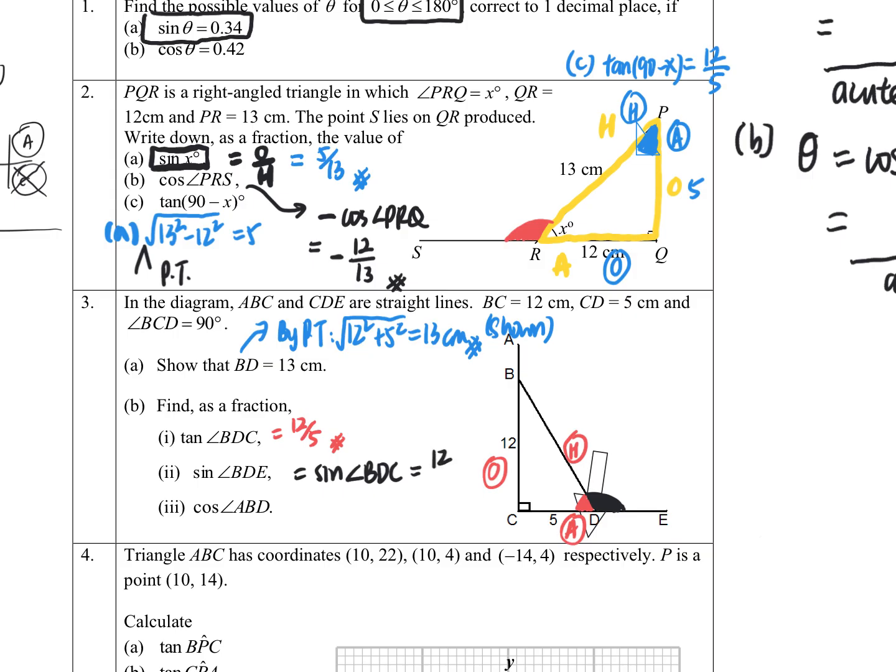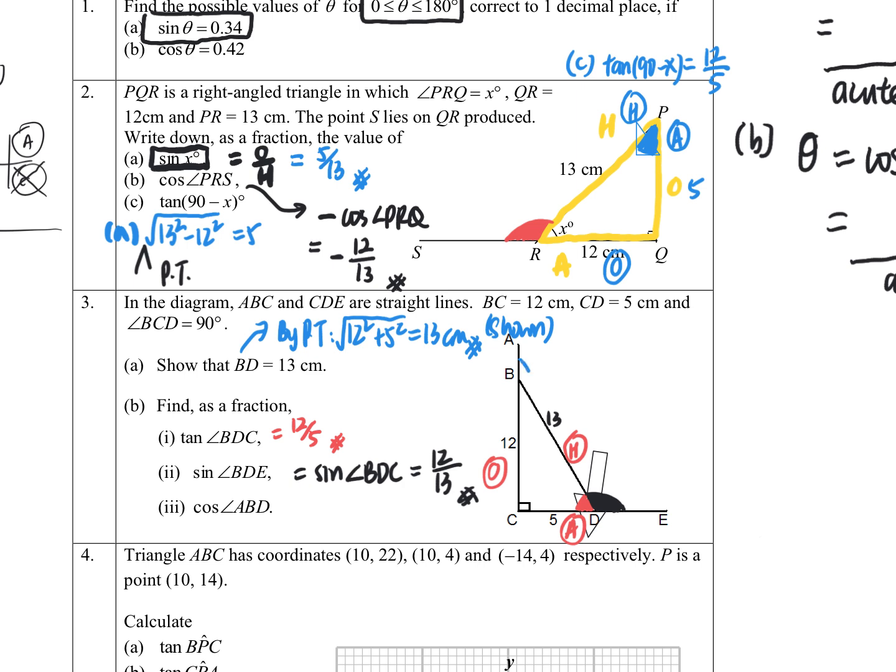So it's just 12 over 13. Okay, 12 over 13. No problem. No need to add negative because in the second quadrant it's the same thing. So the sine of the acute angle and the sine of the obtuse angle are the same ratio. Okay, last one, ABD.